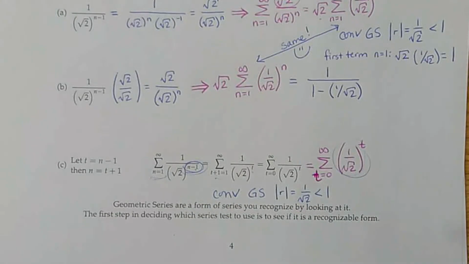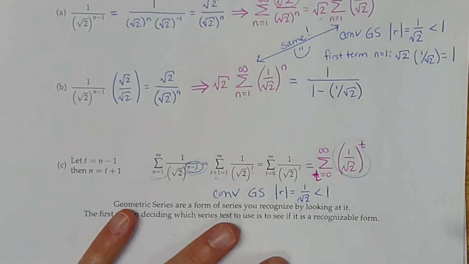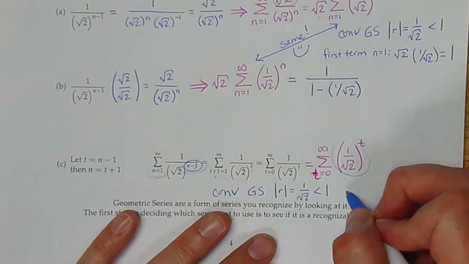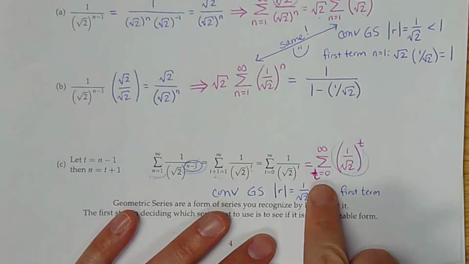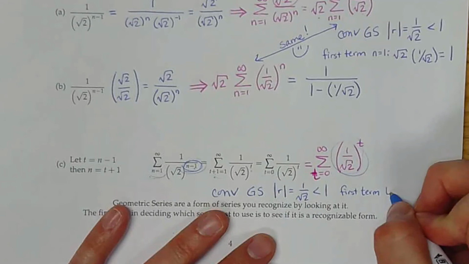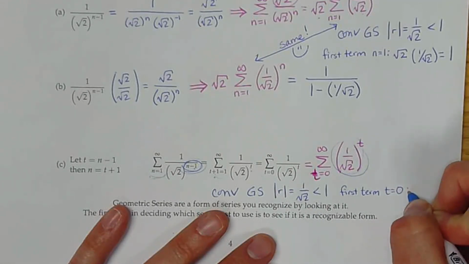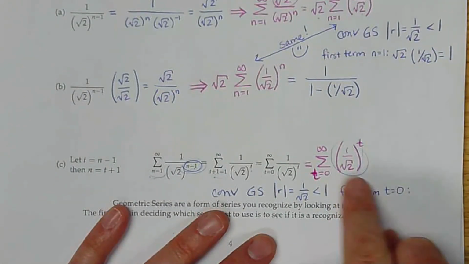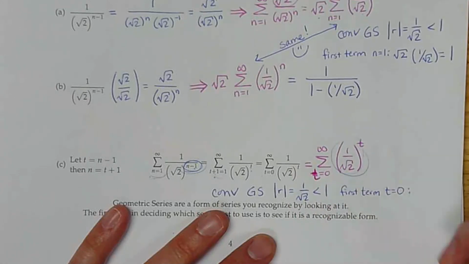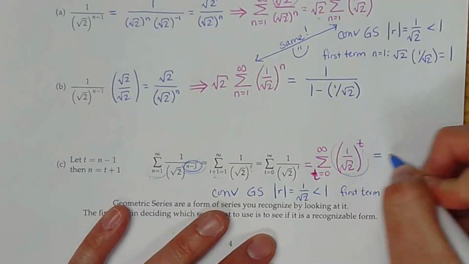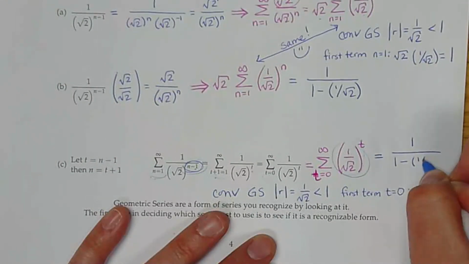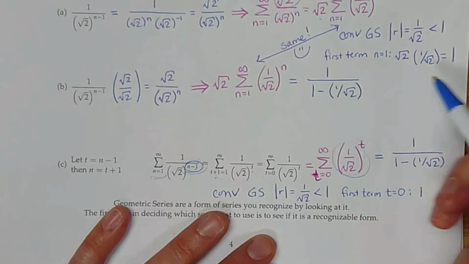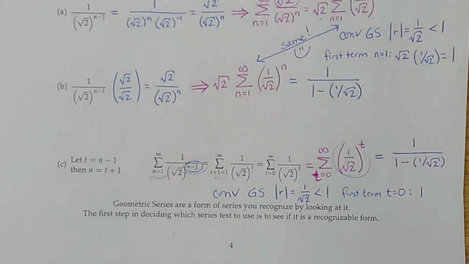Then let's make sure it converges to the same thing. I do have my r. My first term here is going to happen when t is equal to 0, and anything to the 0 is 1. There's no other number out in front, so my first term is 1. So this will be equal to the first term of 1 over 1 minus 1 over root 2. We get the same thing all 3 times, so this is just another way of tackling this problem.